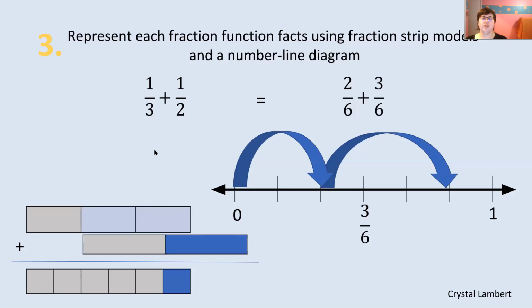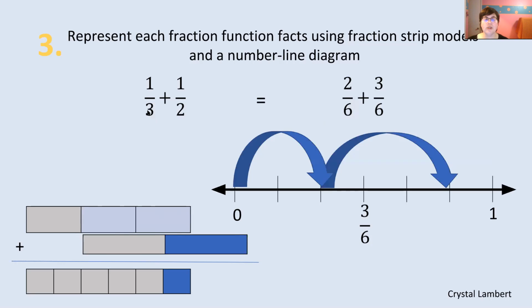Next, we're going to represent each fraction using a fraction strip and number line diagram. So our original fraction first is 1/3 plus 1/2. The first thing you need to make sure you do, or have your students do, is look at the denominators. If the denominators are not the same, you must convert them. You must get a common denominator. In this case, the lowest common denominator is 6.